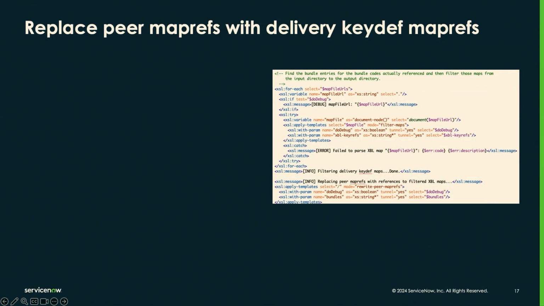All right, so what do we do? We're replacing the peer map refs with delivery map refs. The real ugly hack here is I hook pre-processing pre to actually take our source map, modify it in the source location to replace the peer map refs with map refs to the copies of my delivery key def maps that I'm going to make, so that when it then goes to normal OT pre-processing, everything is just normal. So this is the big hack here.